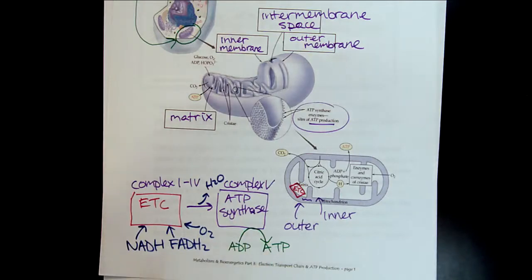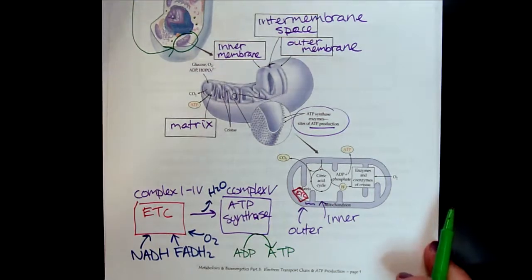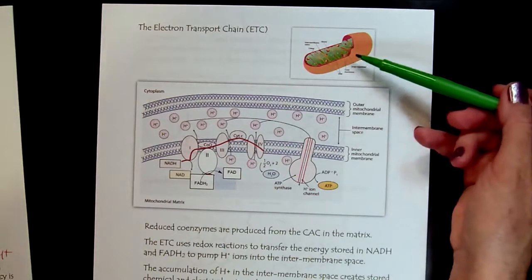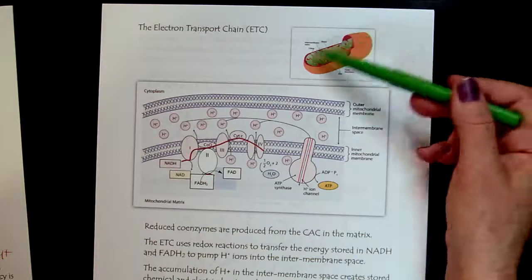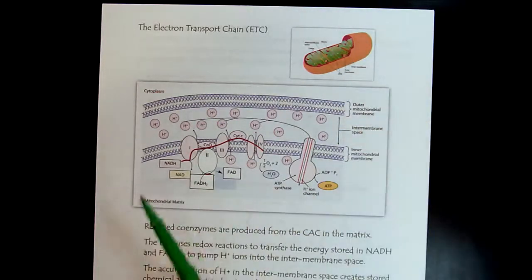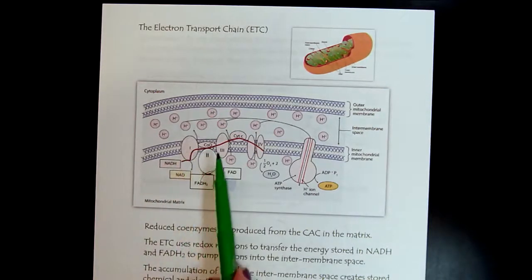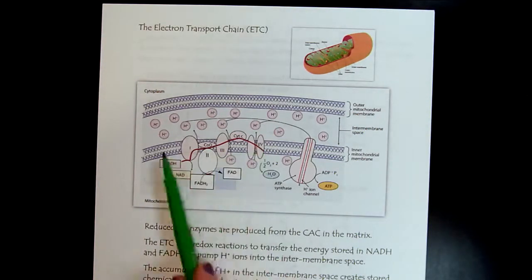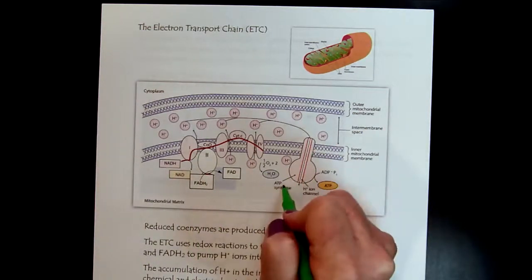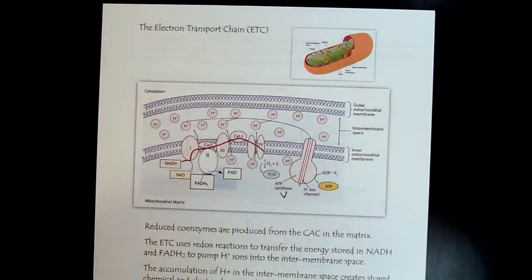All right, so now that we have the big picture and we understand where this is happening in the cell and an overview of the energy, let's go in and actually look at the electron transport chain. I put this little diagram here to remind you, this is just a small piece of the mitochondria. And here are the 4 complexes of the electron transport chain. And then here would be the ATP synthase, or complex 5.